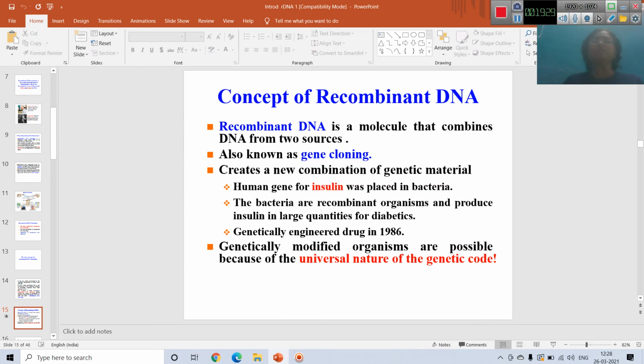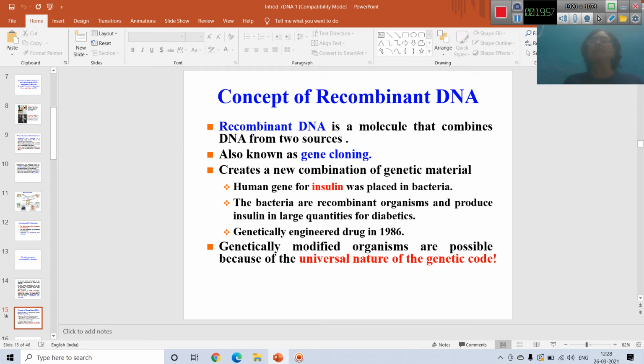But now the insulin gene has been incorporated into the bacterial cell. This human gene for insulin is now placed in the bacteria, the recombinant or genetically engineered bacteria. So bacteria are recombinant organisms, and they now produce insulin in large quantities for diabetes. And because of this, the insulin rate has now declined.